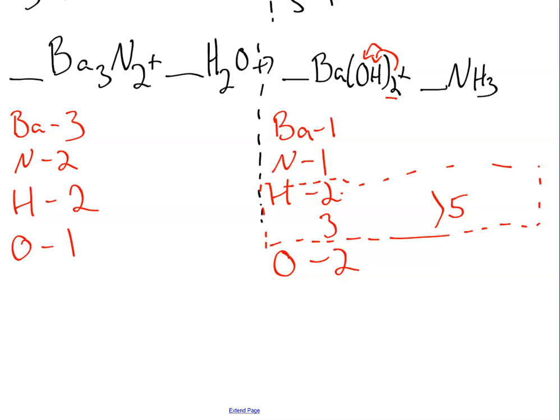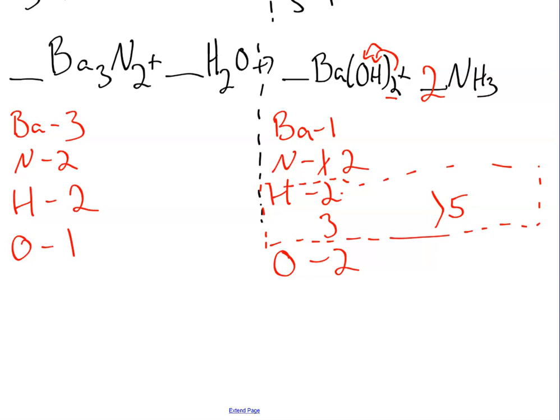Alright, there's a bunch of stuff we could balance. I'm going to do barium. Actually, no, I'll do nitrogen. We have 2 on the reactant side, 1 of the products. So I'll just toss 2 on that coefficient. So now we have 2 nitrogens.